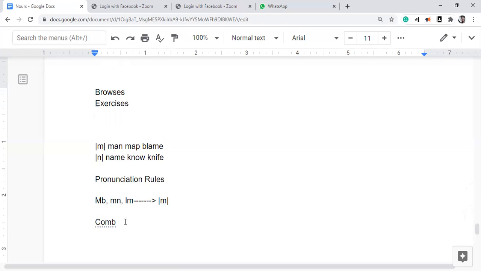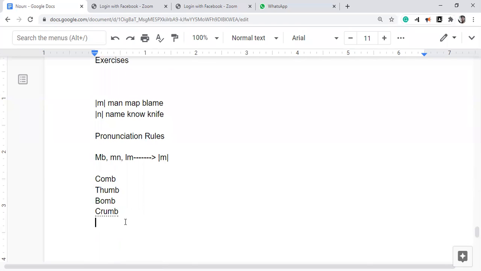Let's see the next example: thumb. Do we say the B? No, we don't. Because whenever MB comes together, the sound will be M. Remember that. For example, B-O-M-B, bomb. Do you say the B? No, we don't. Likewise, we have another example, crumb, and another, dumb. Do we say the B? No, we don't.